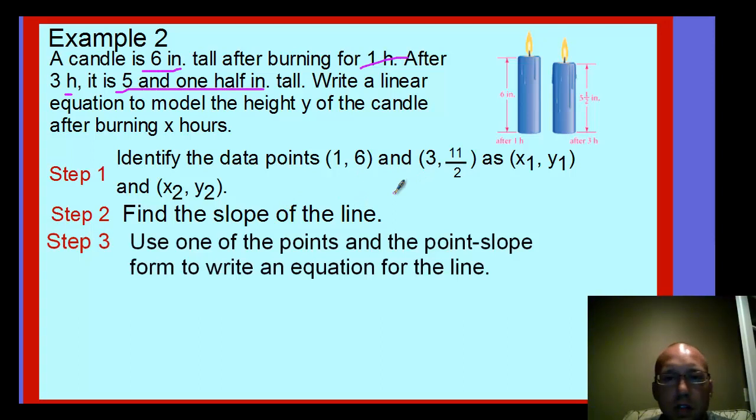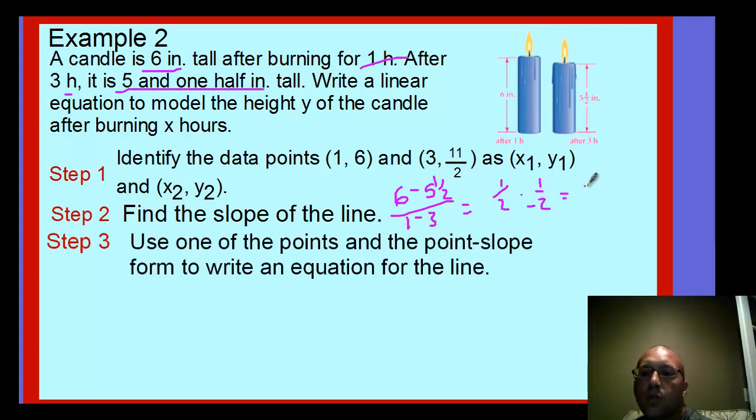So if I do that, we can take the 6 minus the 5 1/2 over 1 minus 3. So then we have a half divided by negative 2, which is the same as multiplying by negative 1/2. So negative 1/4. So this would be the rate, or the slope, of the candle decreasing. So it looks like a negative 1/4 inch, or a 1/4 inch decrease every hour. You can write it like that if you wanted to.